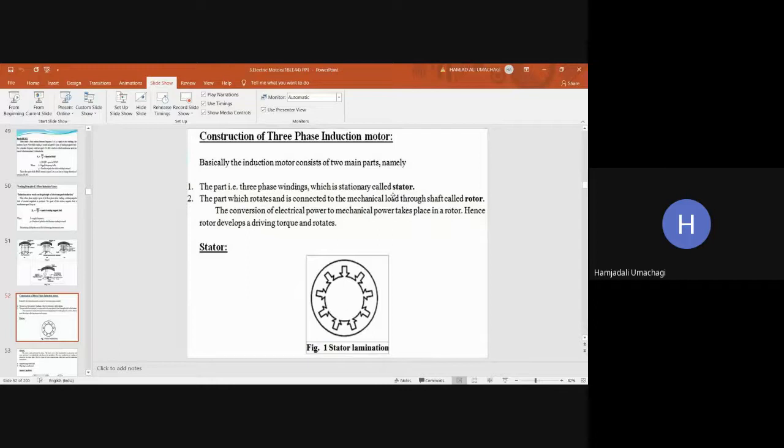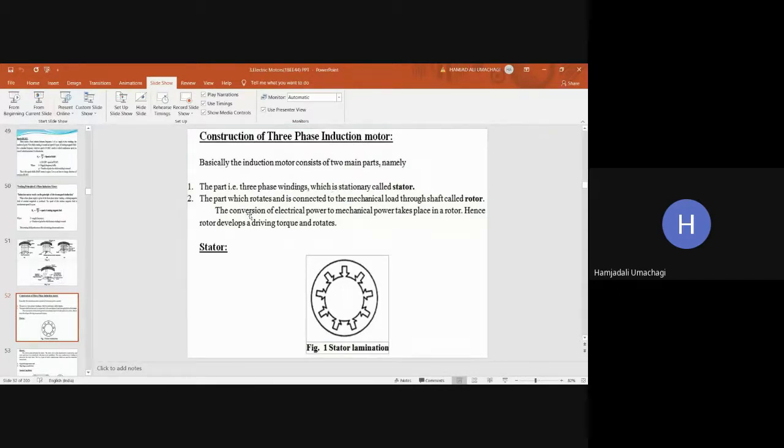Okay, if I compare the transformer with the induction motor, the primary winding of the transformer is similar to the stator of the induction motor. The secondary winding of the transformer is similar to the rotor of the induction motor, and both machines, the transformer and the induction motor, work on the same electromagnetic induction principle. Because of this reason only, we say that the other name for the induction motor is rotating transformer.